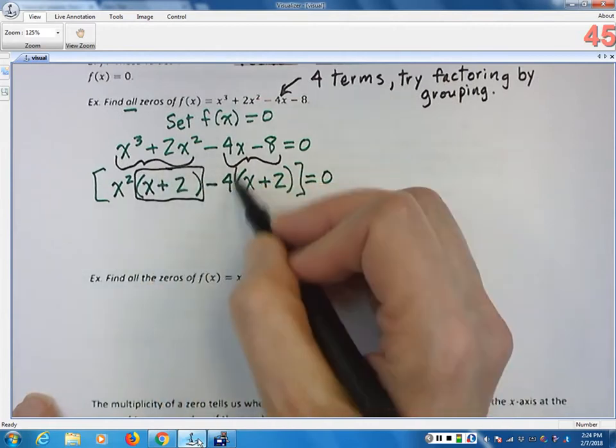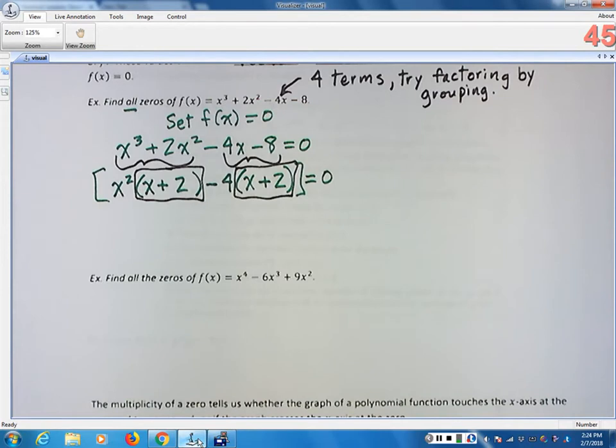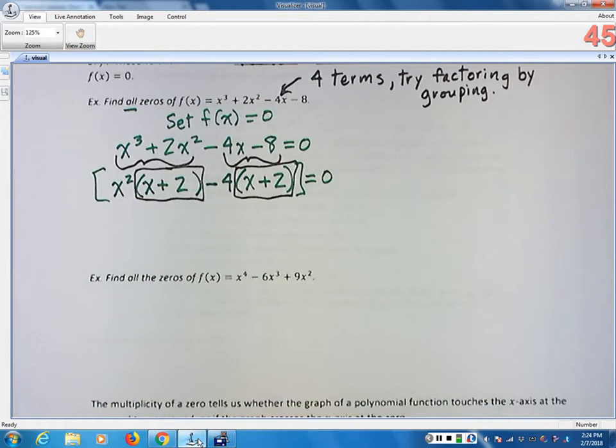And when they match, this is a common factor, even though it's a binomial. You can factor that out. So we're going to factor this out. We're going to be left with x squared minus 4. You've got to set each side to 0, the x plus 2 to 0 to find x. No, we're not going to do that yet. We're still factoring. Okay. We will set it to 0.